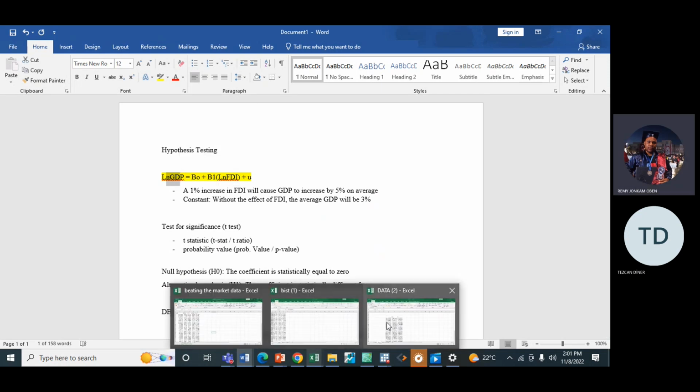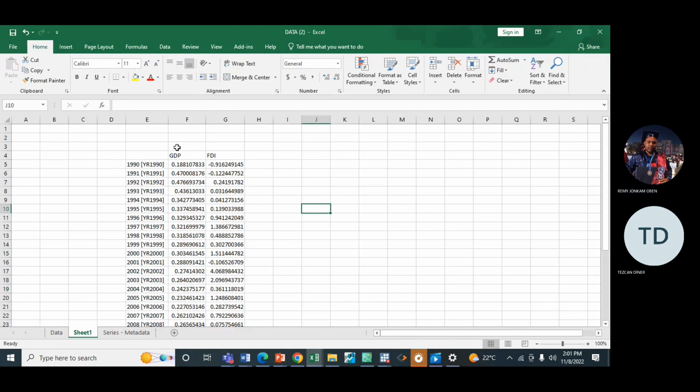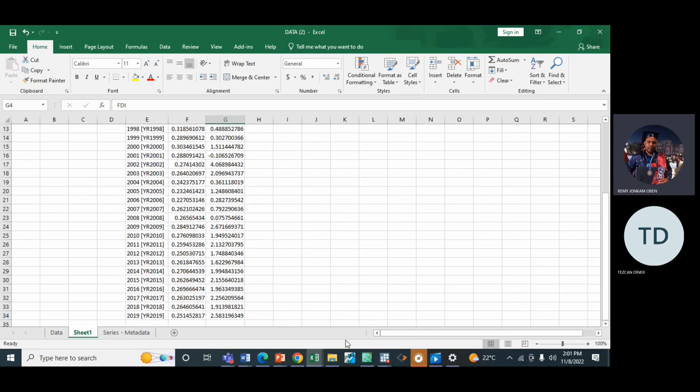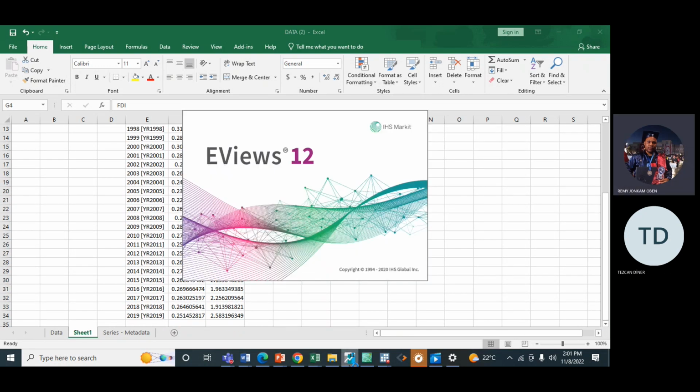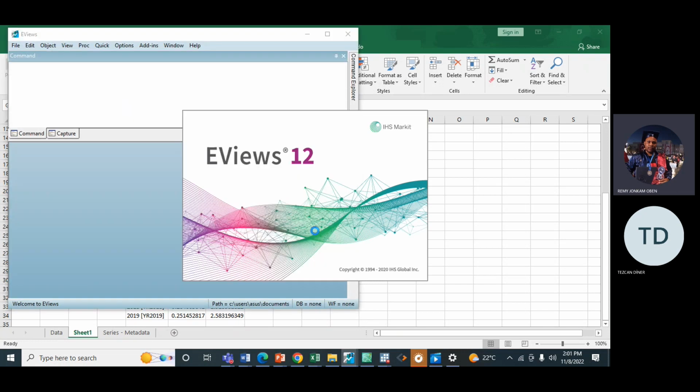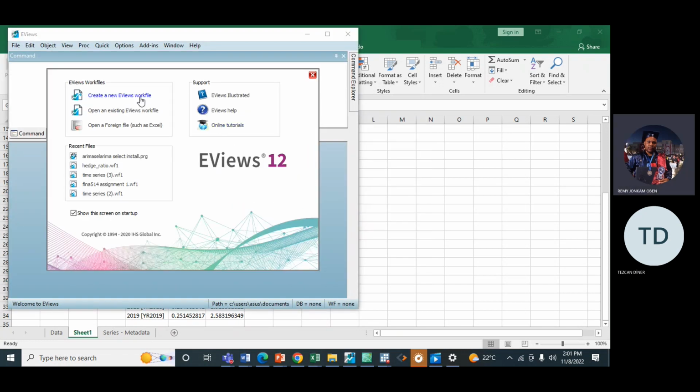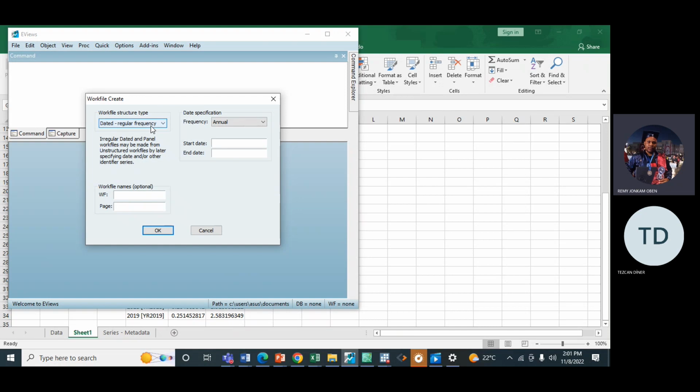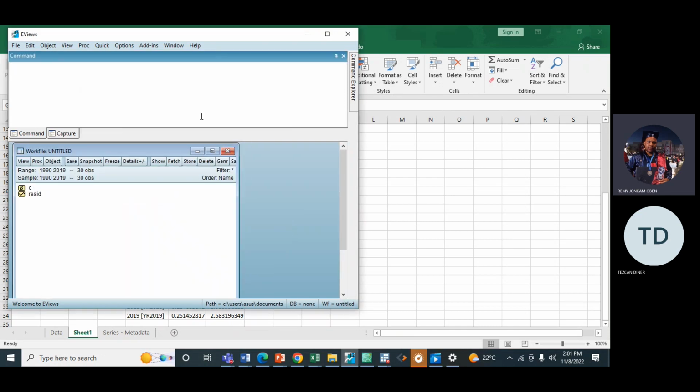And here on Excel, I have my data, I have GDP, and I have FDI, right? So I'm going to copy my data to eViews. These things you know. My time span is from 1990 to 2019. So I'm opening eViews, create workfile, dated regular annual, 1990 to 2019.